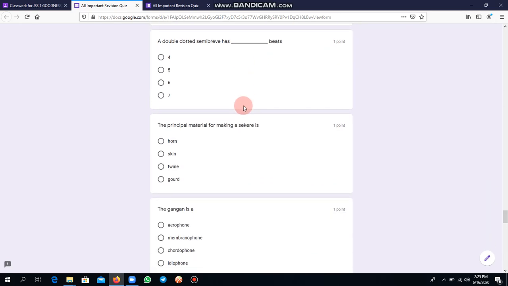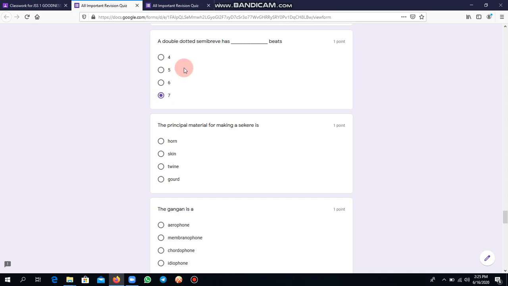A double dotted semibreve has 7 beats. A semibreve is 4 beats. The first dot will be half of 4 beats, which is 2, added to the 4, that is 6. The second dot will be half of the first dot, which is half of 2, that is 1, added to it, that is 7.